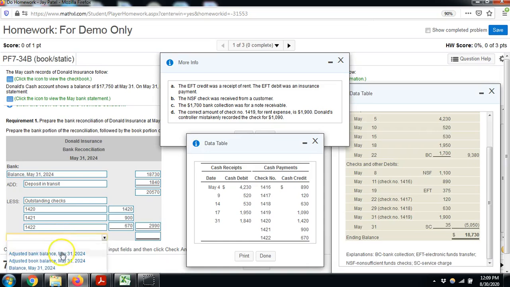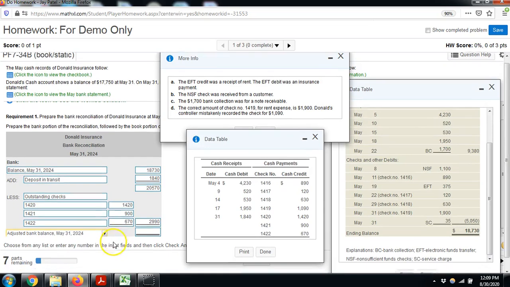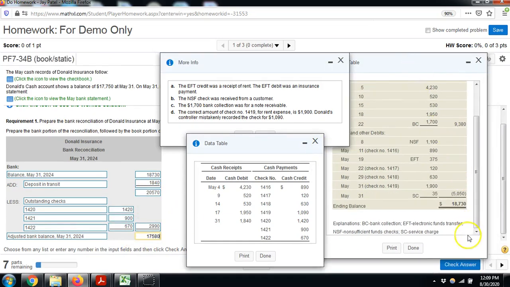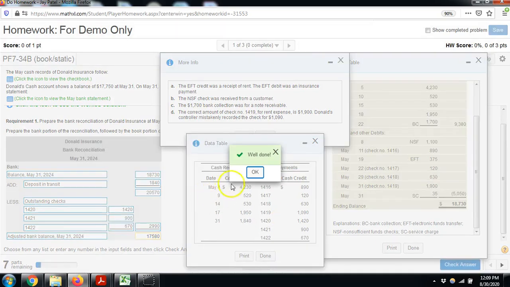Okay, so now we're going to have our adjusted bank balance by taking this amount and subtracting this amount. And I think, let's see if it works. I think since it says less, we don't have to put parentheses, but just keep in mind that you have to take this number and subtract this. Let's see if that is going to work. Okay.